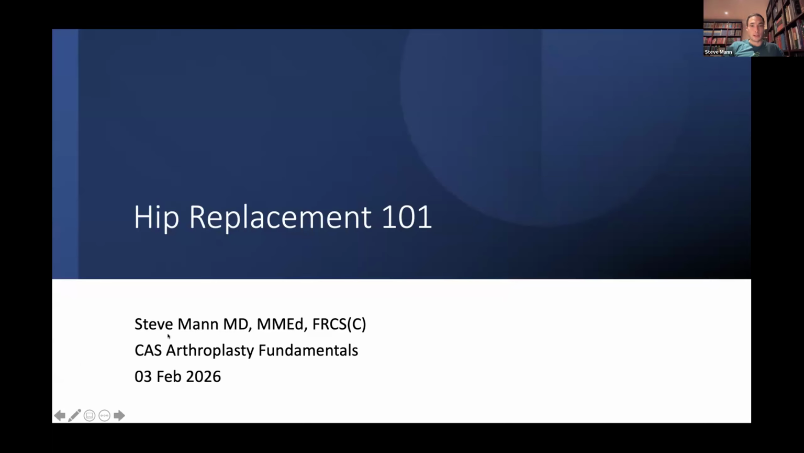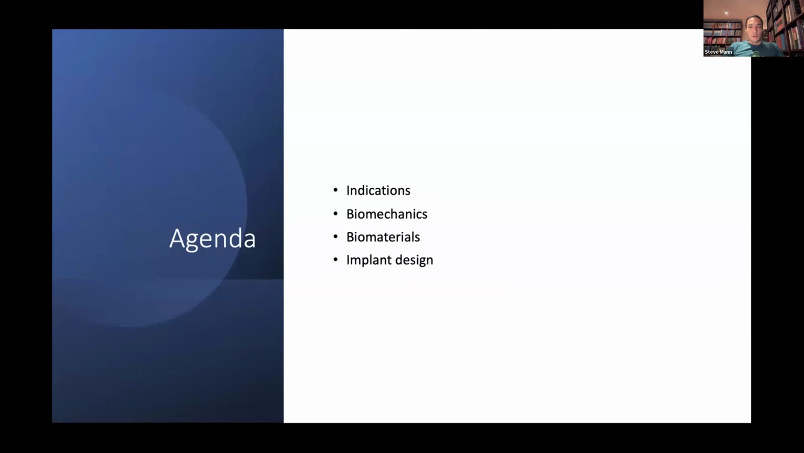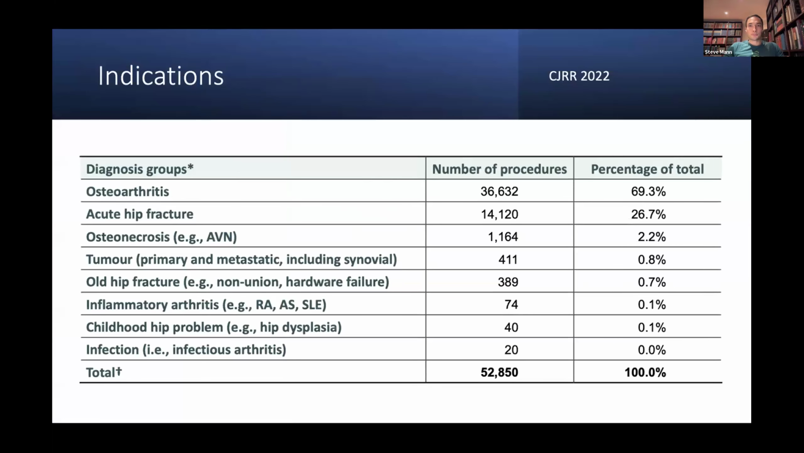Apologies if my title isn't quite what was there. The objectives I got were what we're going to cover, and I hope you'll find it useful. These are my disclosures, nothing particularly relevant. So we're going to go over indications, biomechanics, biomaterials, and implant design. So just a modest collection of topics for a 10-minute talk. And again, this is meant to be interactive, so please raise your hand or just shout out if you got questions as we go along.